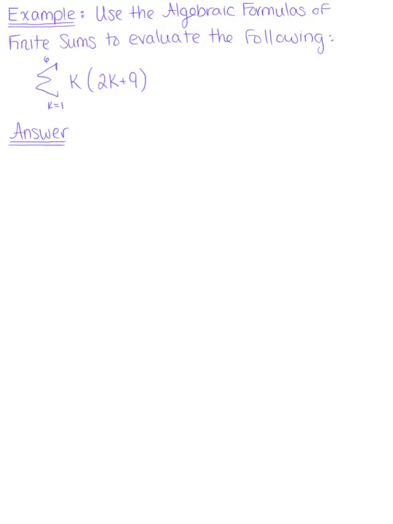Use the algebraic formulas of finite sums to evaluate the following. So let's simplify our argument here so we can see those formulas. We have the sum from k is 1 to 6. Looking at this, I'm going to distribute this k through to both terms. So the general formula becomes 2k squared plus 9k.